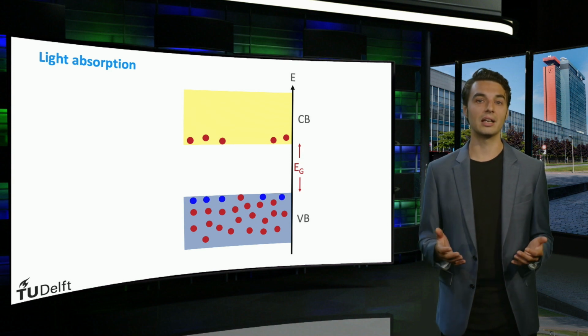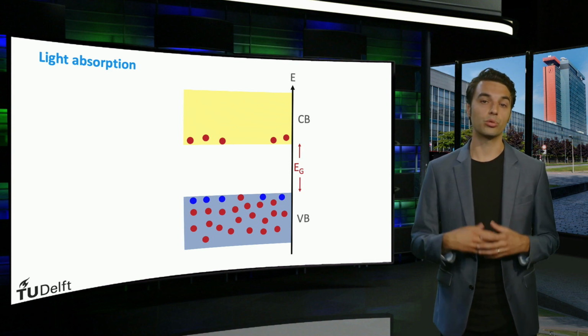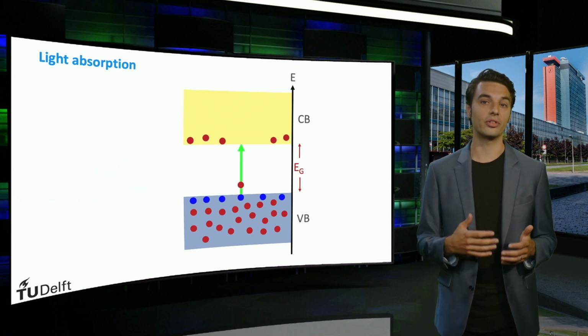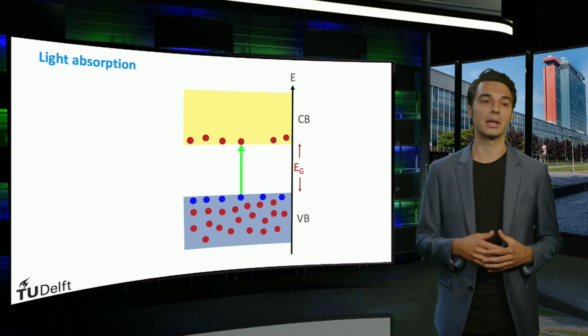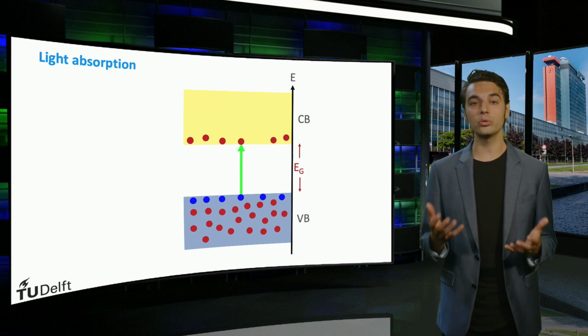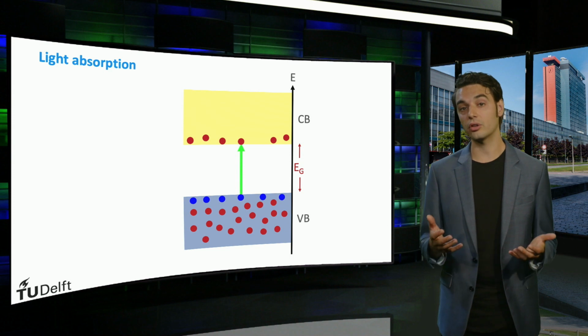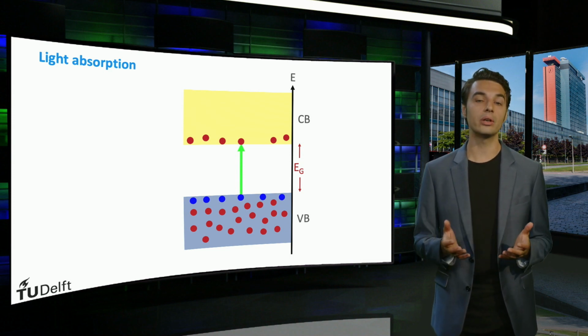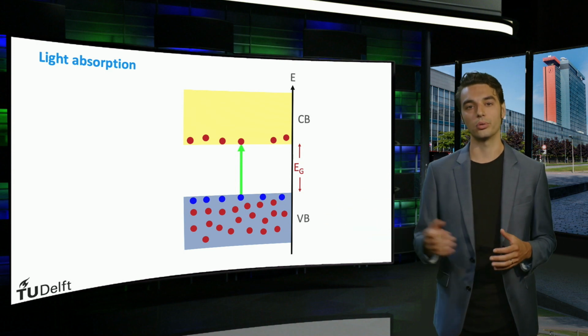The green line is an incident photon. As we recall, the photovoltaic effect involves the absorption of a photon with an energy that is at least equal to the band gap energy. This excites a valence electron from its bound state in the valence band to the conduction band. The excitation of an electron leaves a hole in the valence band denoted by the blue circle.